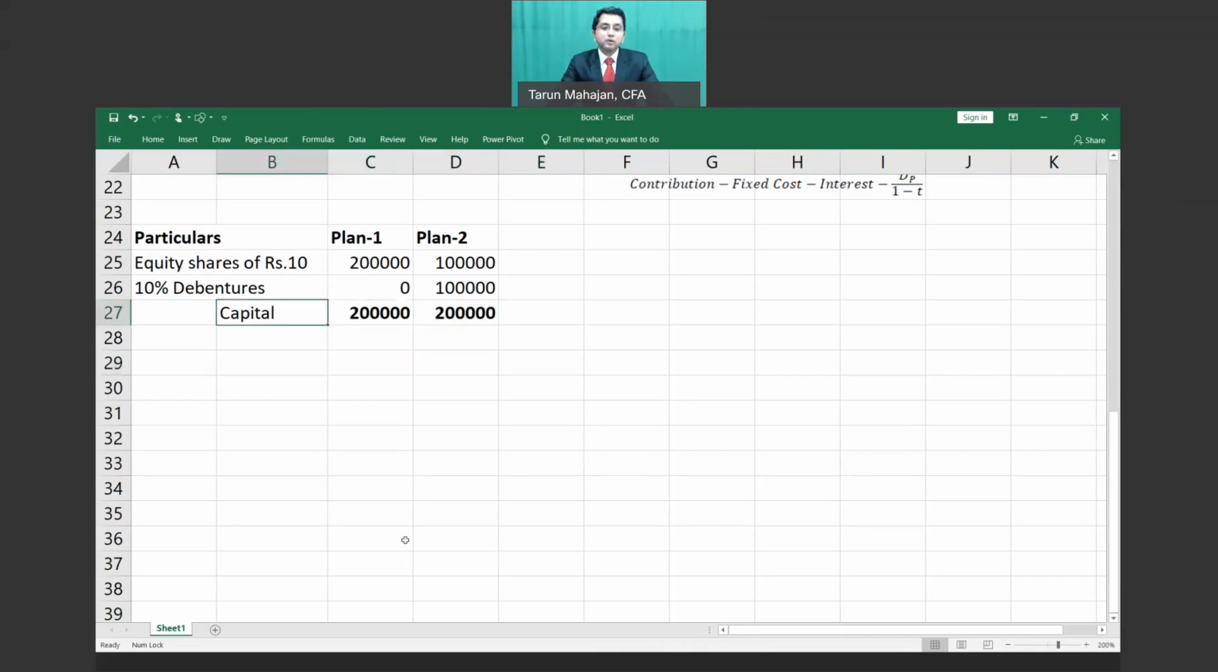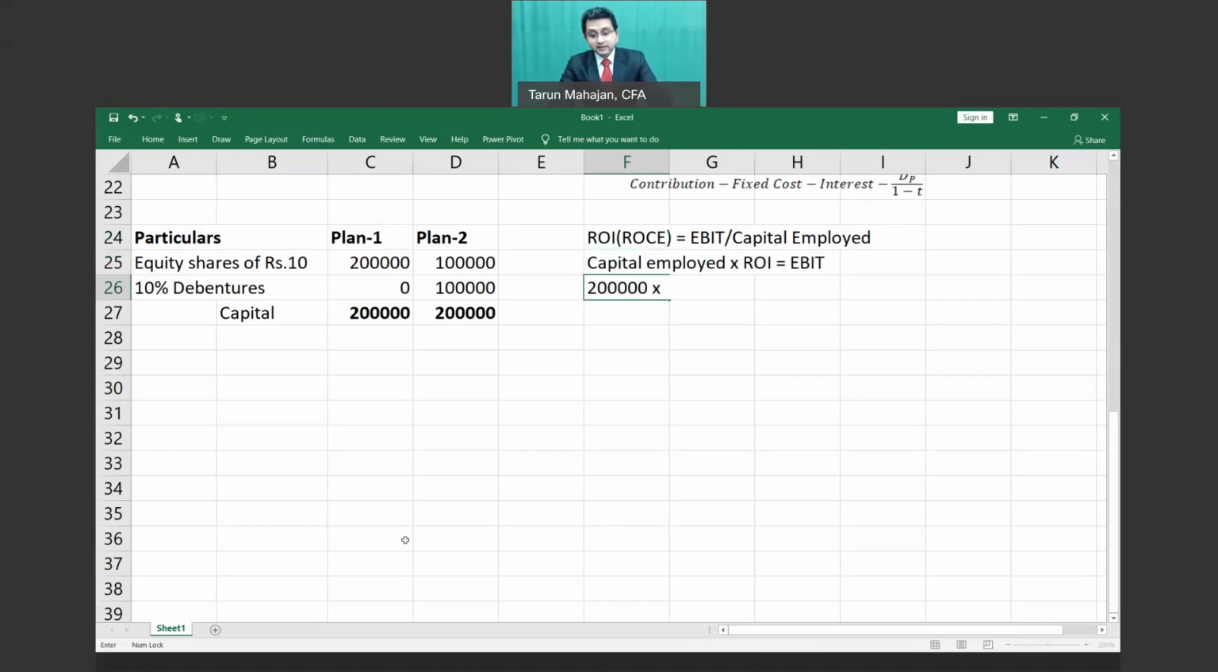I must tell you here the formula for ROI or ROCE, whatever you call it. Both are the same thing, return on investment or return on capital employed. And the formula is actually EBIT divided by capital employed. Or if I rewrite the formula, I can say that capital employed multiplied by ROI will give me EBIT. In this case, capital employed is 2 lakh rupees, and say ROI in the type of business we are doing is 15%.